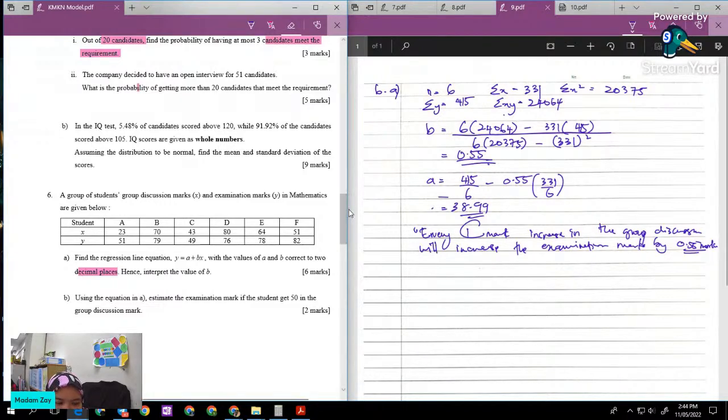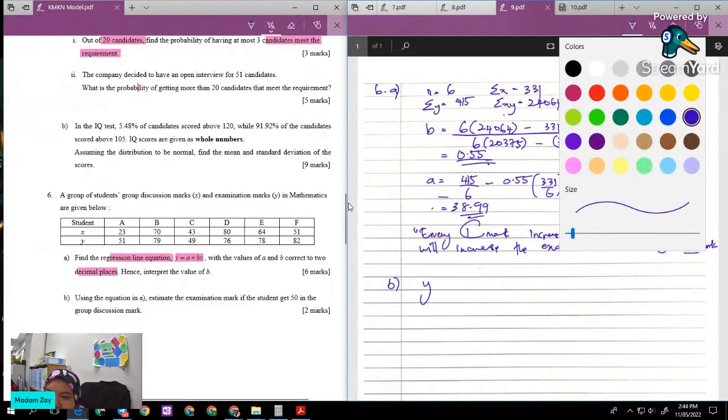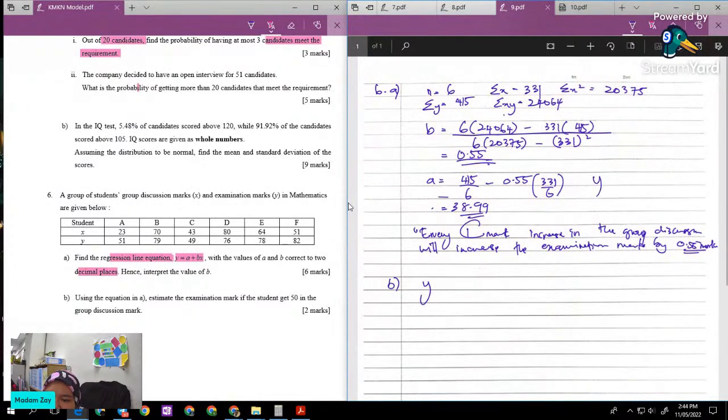Okay, now for question B. Using the equation in A, estimate the examination mark if the student get 50 in the group discussion. So, senang je soalan ni 2 markah. Okay, sebenarnya tadi kita tertinggal 1 markah tau. Sebab dia nak regression line equation. So, you tak tulis pun jawapan. Saya lah yang tak tulis ni. Saya lah hilang markah ni. So, Y should be equal to A 38.99 plus B 0.55 X. Ini 1 markah ni. Tak tulis, hilang.